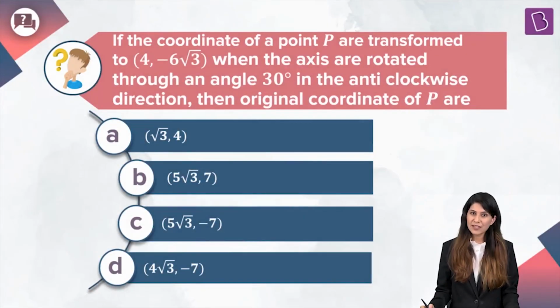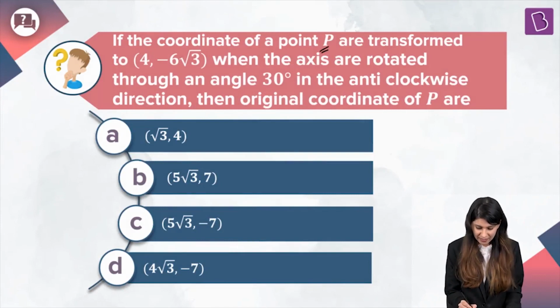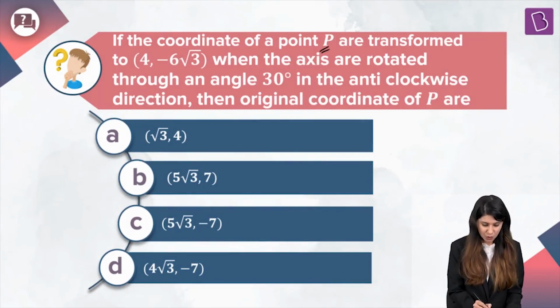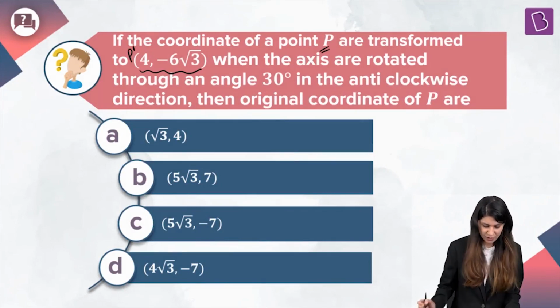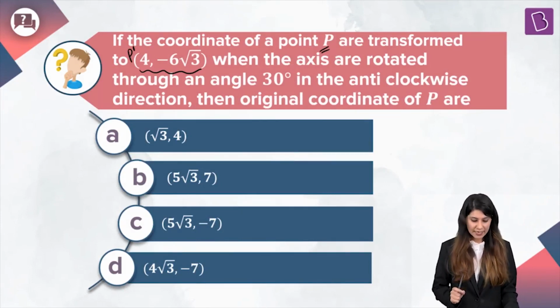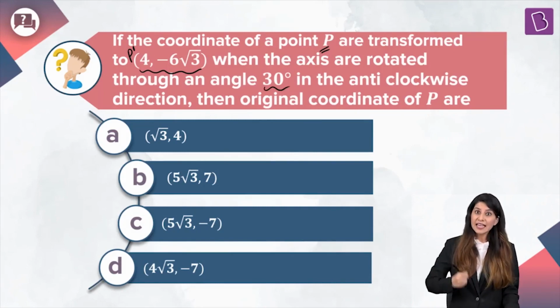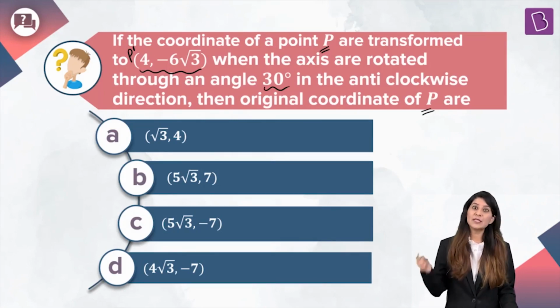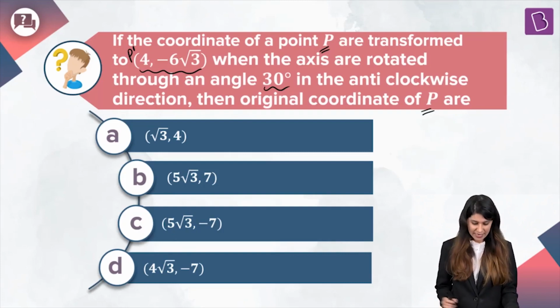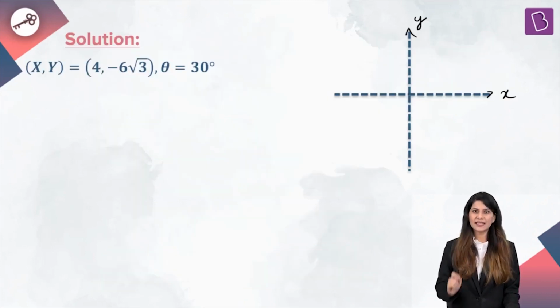In this question, it is given that the coordinates of P are transformed to 4, minus 6 root 3. So let's say this is P dash. P is the original coordinate and P dash is the transformed coordinates when the axes are rotated through an angle of 30 degree in the anti-clockwise direction. And here we are interested in the coordinates of P, that means original coordinates. Okay, so let's first understand this particular situation visually.